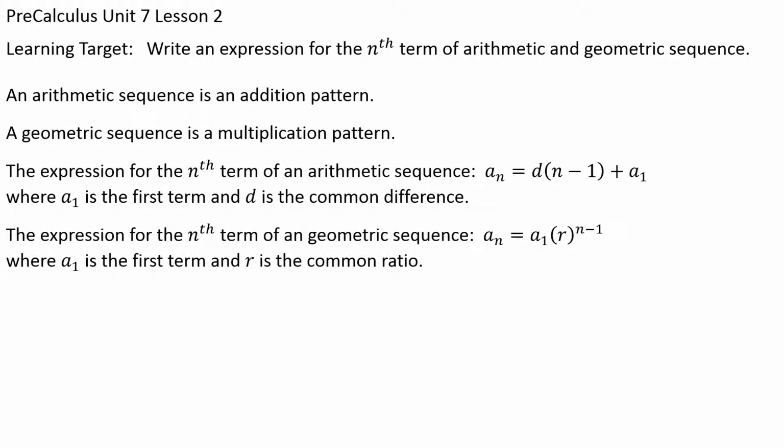Same thing for geometric. If this just looks like gobbledygook at the moment, have patience. We'll do a couple of examples with actual numbers. But for the nth term of a geometric sequence, a sub n equals a sub 1 times r raised to the n minus 1. Notice only r is raised to the n minus 1, not the whole expression there. A sub 1, of course, is still your first term in the sequence, and r is the common ratio, the number you're multiplying by every single time.